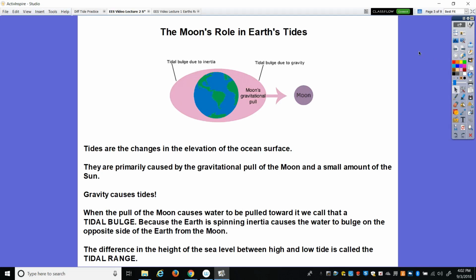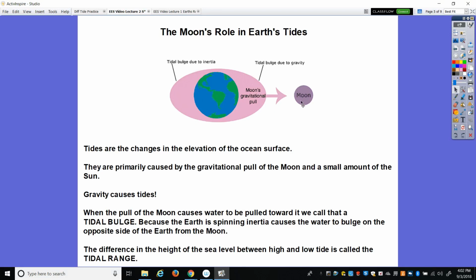All right, let's talk about the moon's role in Earth's tides. We're going to go into tides now. Tidal bulges, well, let's start with the Earth. The Earth has water on it, and because of that, it's fluid. When the moon comes close to the Earth, it has an effect of a gravitational pull. And so it creates this bulge through the equator of the Earth, or wherever the moon is actually. And so that tidal bulge is due to gravity.